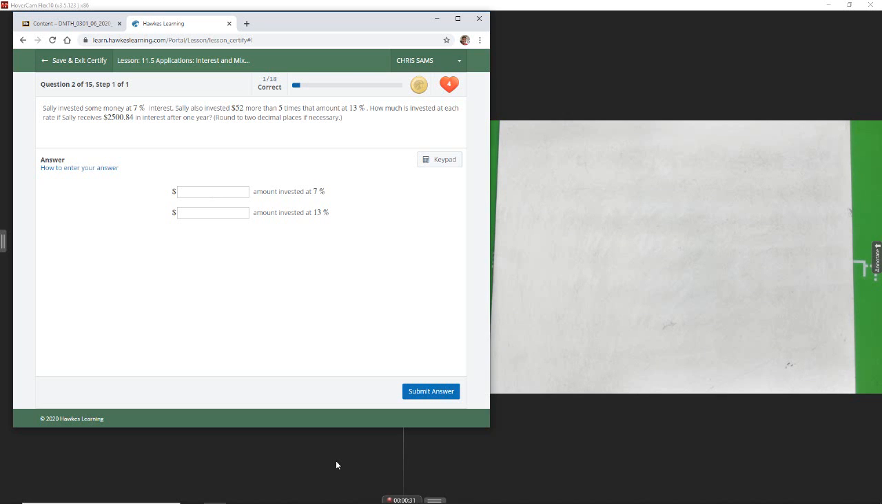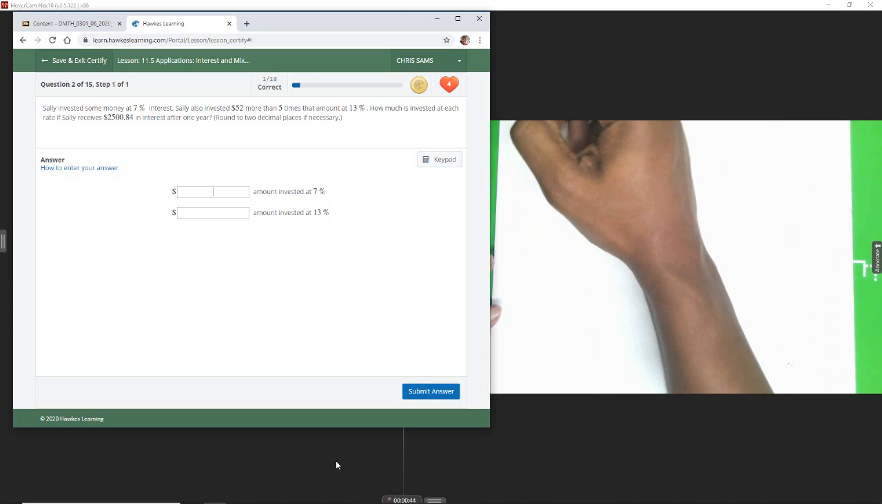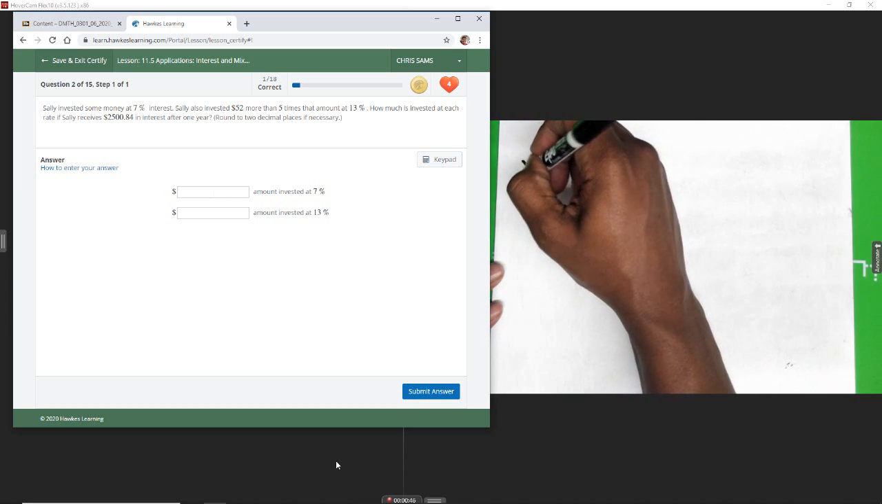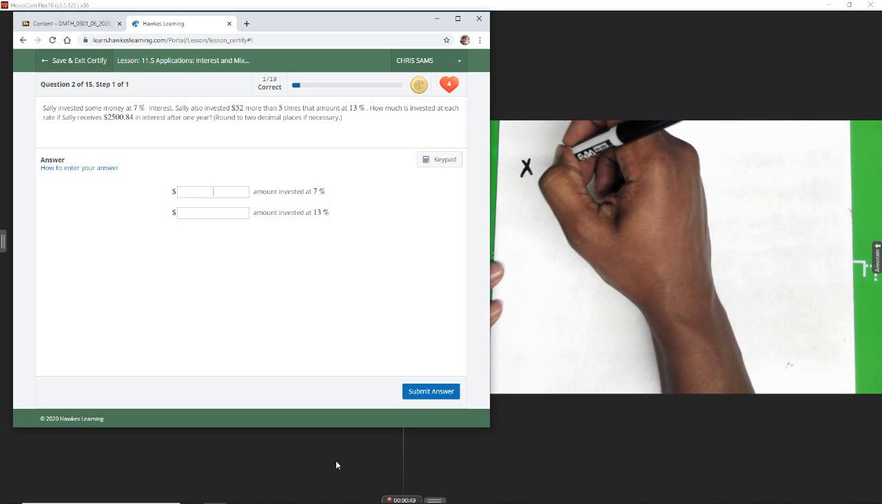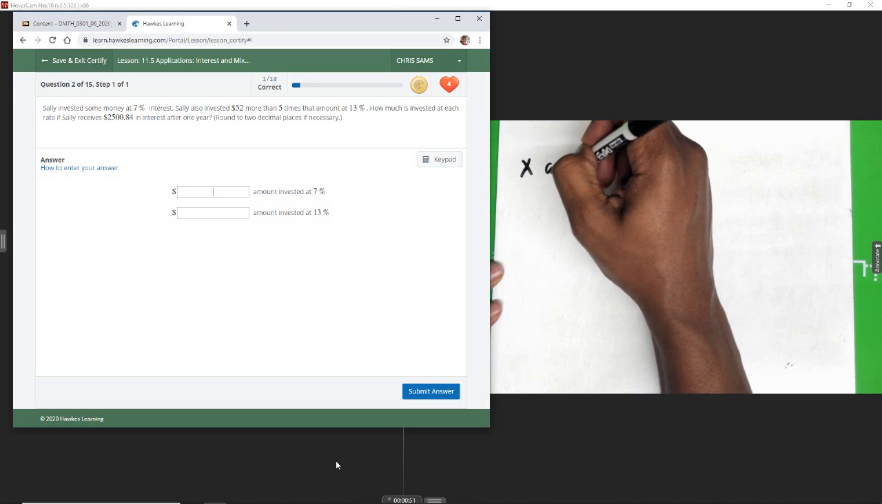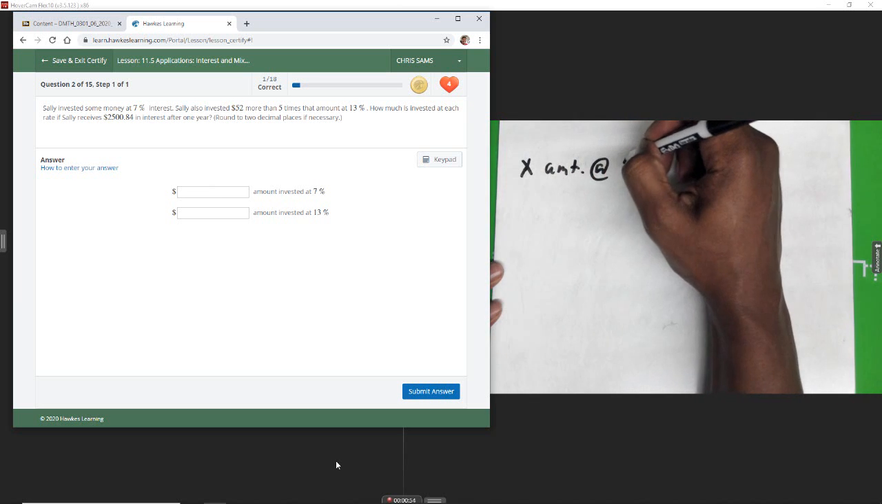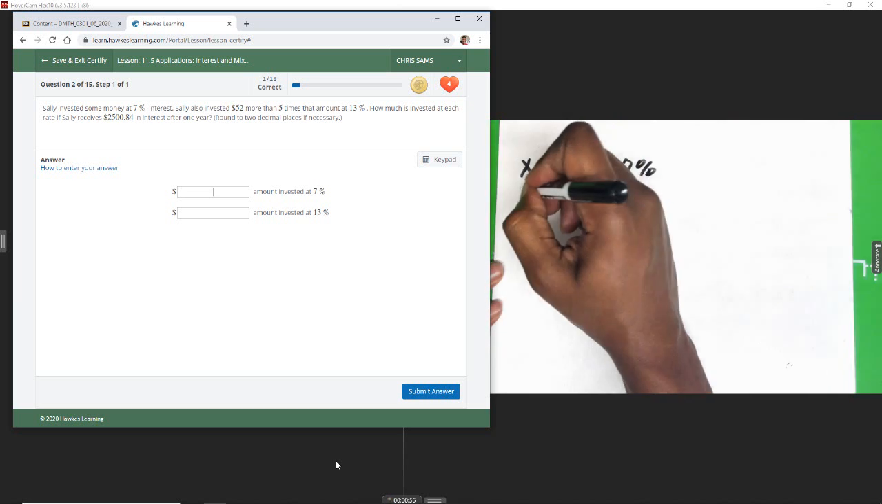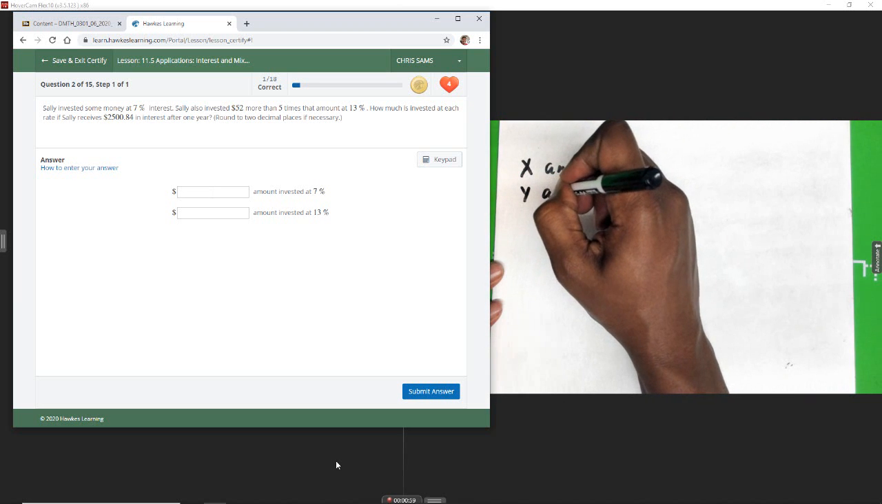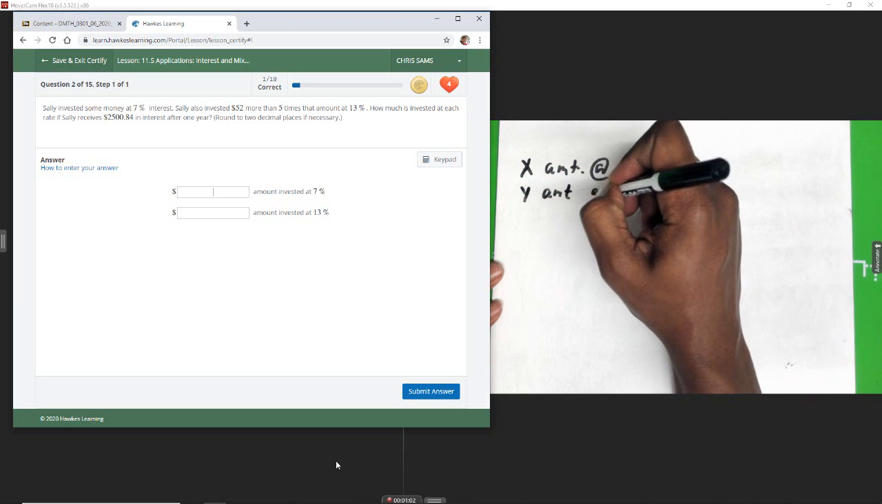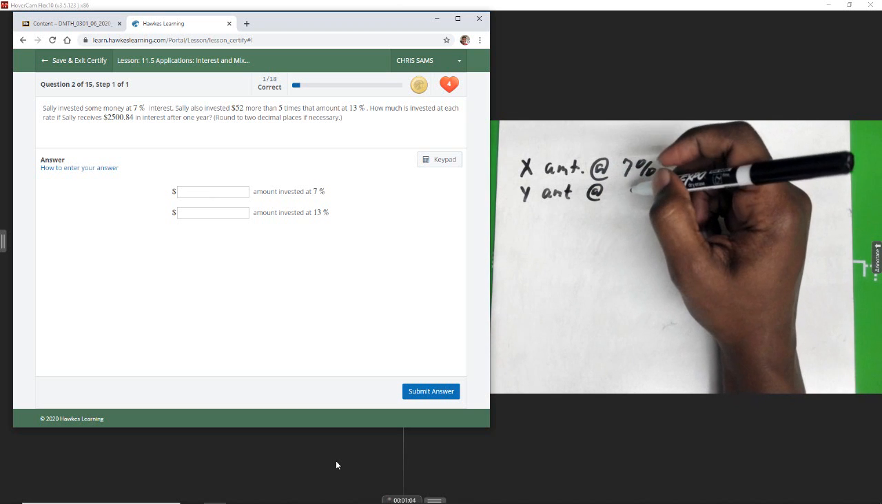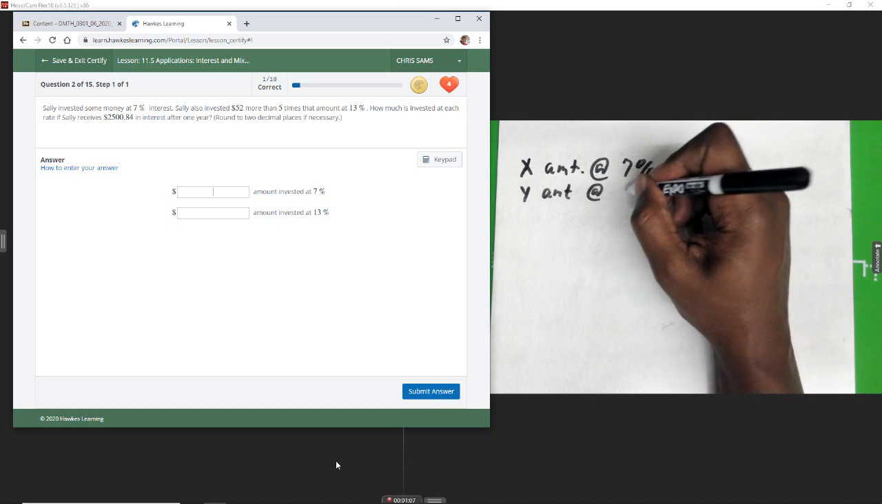So this time we don't know the total amounts of the two amounts, but we do have the total interest, and we have a scenario relating them. So again, I'm going to call x the amount at 7%, and I'm going to call y the amount at 13%.